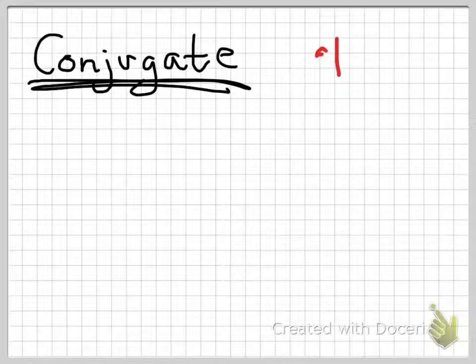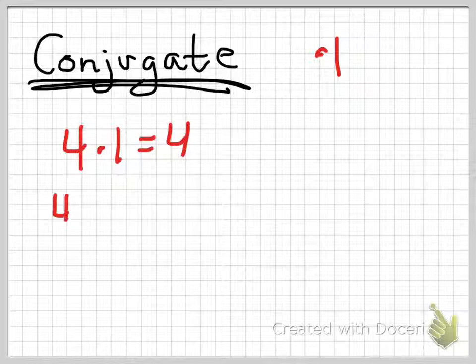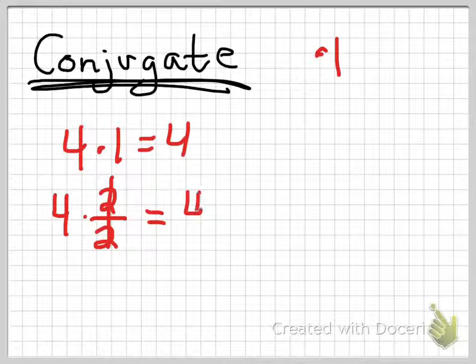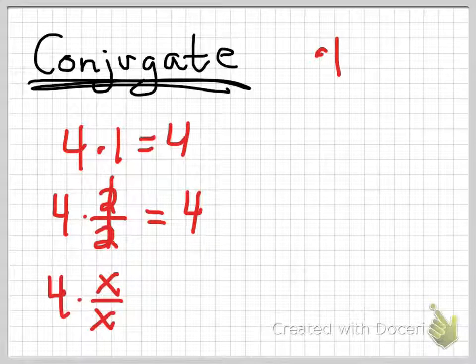And so think about this. If I told you I had 4 times 1, we all know the answer is 4. If I told you I had 4 times 2 over 2, that's a fancier way of saying 4 times 1. It's still 4. So if I told you I had 4 times x over x, well, x divided by x is technically 1, so it's still 4. And this is the idea of the conjugate.